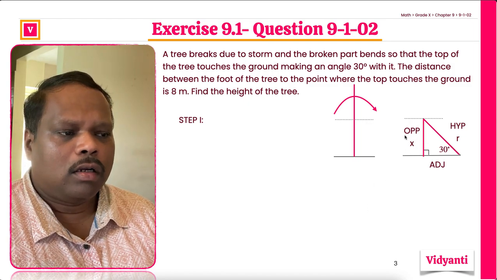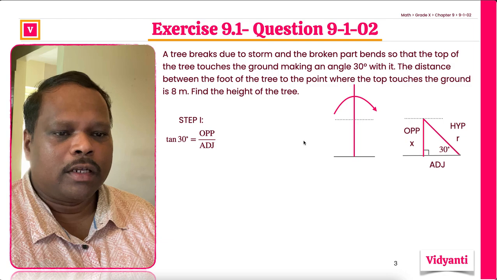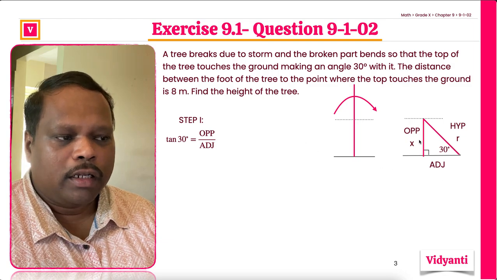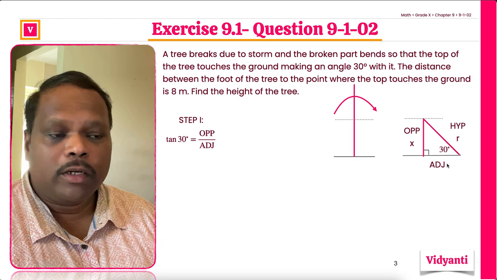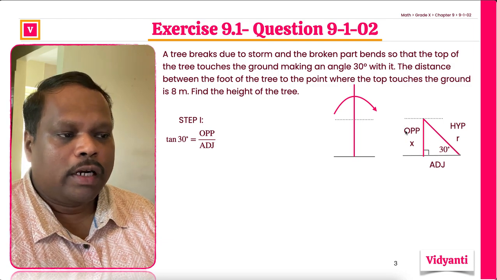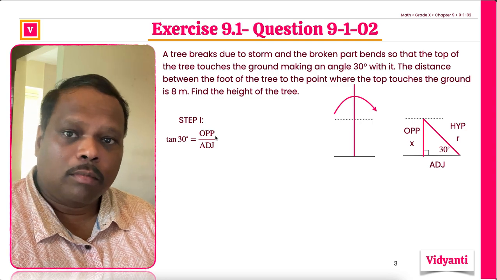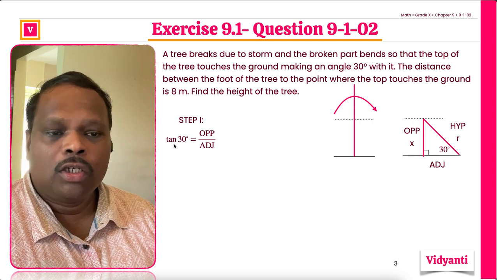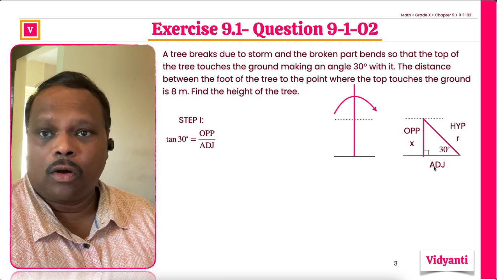Now, it has been given that the top of the tree touches the ground at 8 meters. So now we can correlate opposite and adjacent. So this has been given as 8 meters. Now we want to correlate opposite and adjacent. The trigonometric ratio which combines them is tangent. So I can write an equation. Tangent 30 is opposite, which is this particular side, over adjacent. And this is already known.